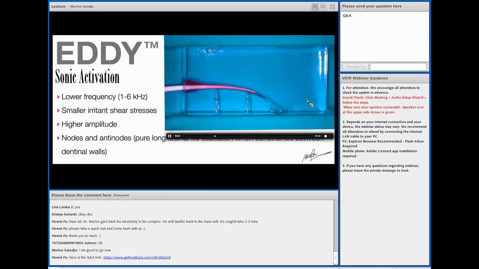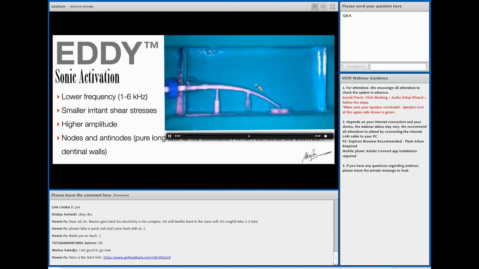Put your Eddy tips into your root canals and activate it, and you can see instantly the bubble is ruptured. So we can disrupt this bubble and make our irrigants flow into the apical area, and you can see how good the pressure of the Eddy activation is, pressing laterally into the accessory systems in the lateral area. So with this, we can also achieve the same cleaning as maybe with ultrasonic.